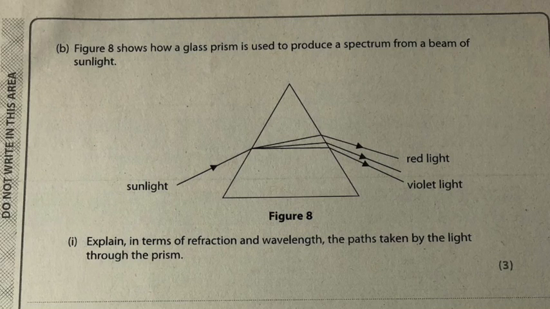So red has the longest wavelength. It slows down the least. It's refracted the least, through the smallest angle. Violet has the shortest wavelength of the visible spectrum. Violet light slows down the most, and therefore it's refracted through the biggest angle. And the colours in between are slowed down and refracted somewhere in that range between the fastest and slowest.